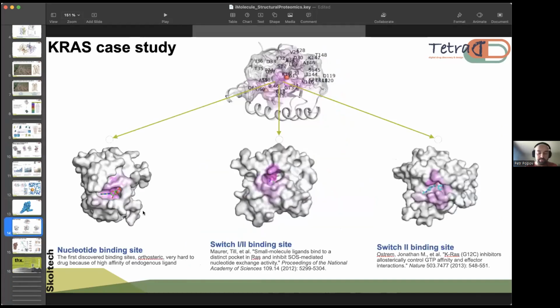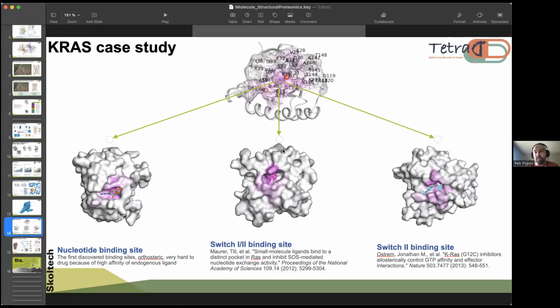The next example is done with Sanofi. It's based on the KRAS case study. KRAS is another well-known oncological target, and the problem with KRAS is that it's very dynamic. For a long time, we knew only the orthosteric binding site, or nucleotide binding site. The problem is that the nucleotide has very high binding affinity, like picomolar, so it's almost impossible to discover a drug that competes with such high binding affinity. So the problem for a long time was to discover the allosteric binding site and the allosteric ligand.